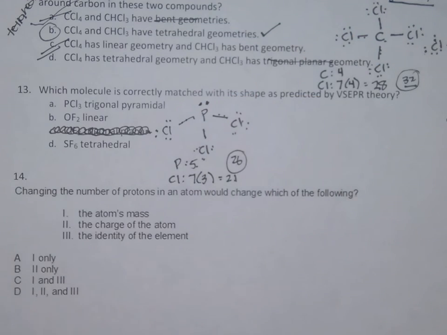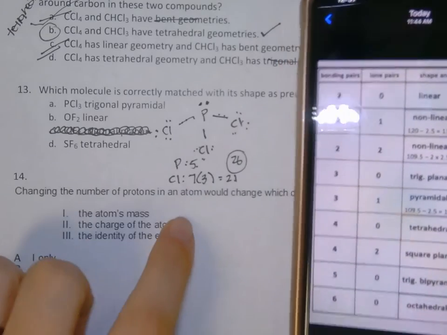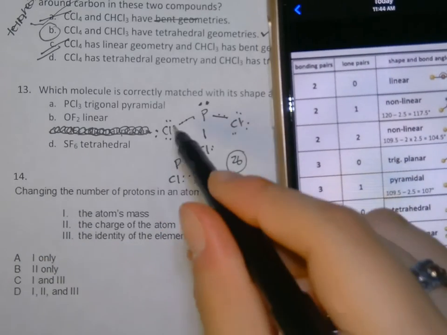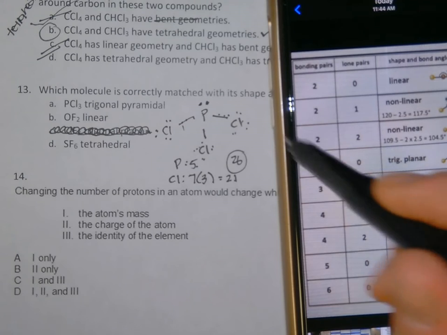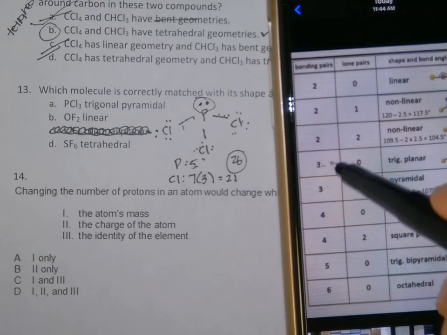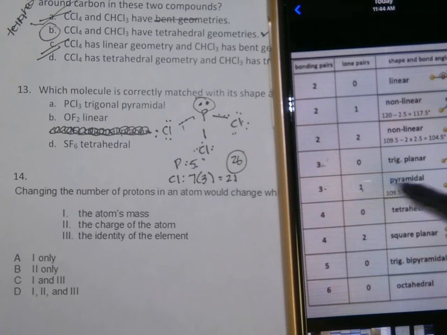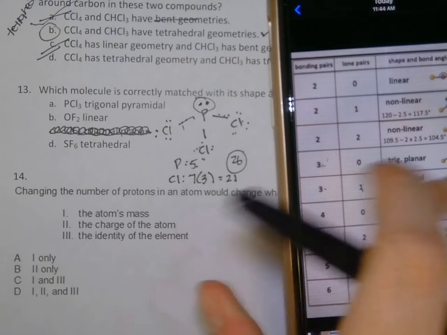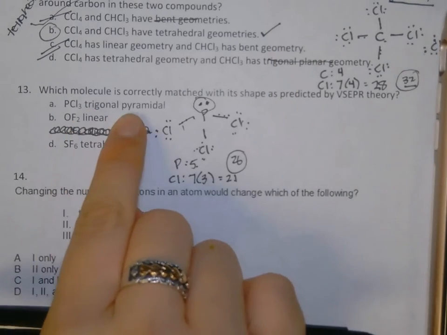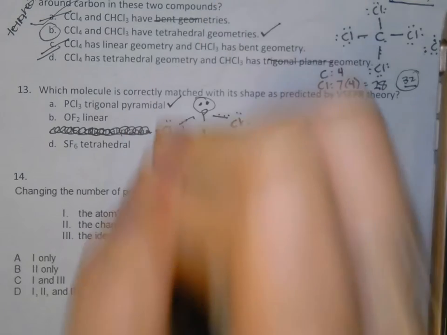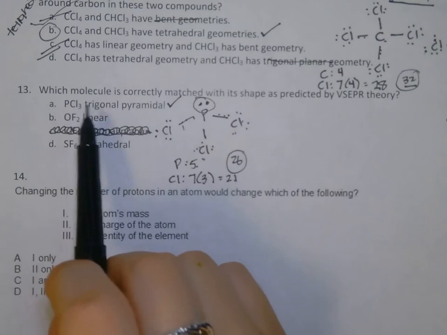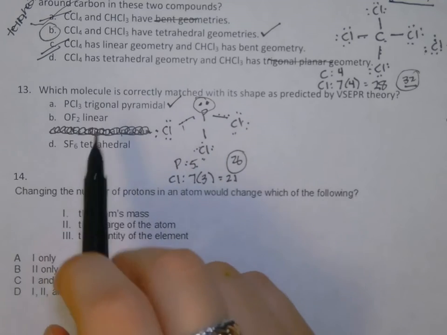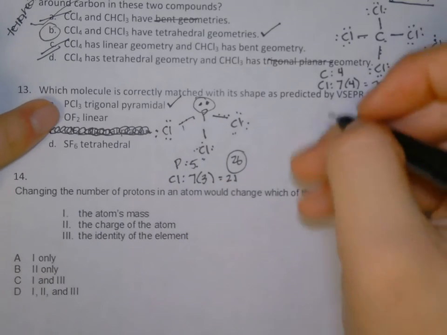If I look at that geometry chart, I have 3 bonded pairs and 1 lone pair. That is a pyramidal, also known as a trigonal pyramidal. So this one is actually correct. That one looks like a pretty good answer for shape correctly matched to the geometry. Let's look at B and D.